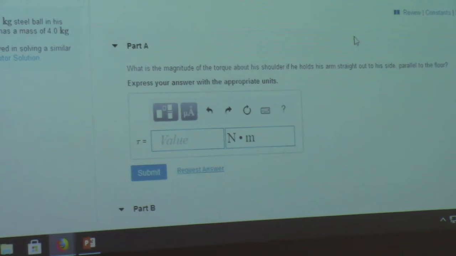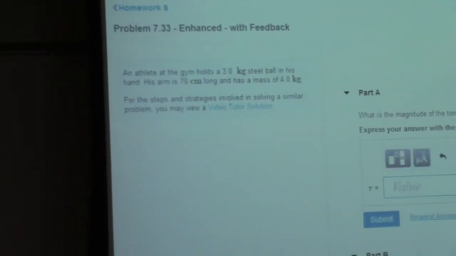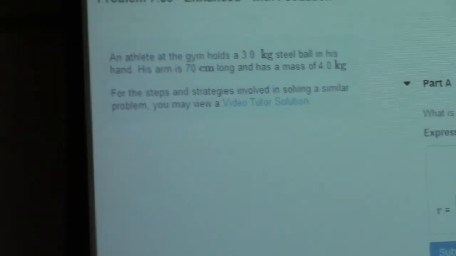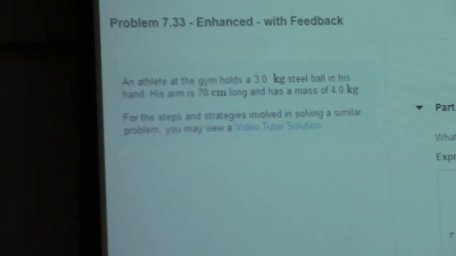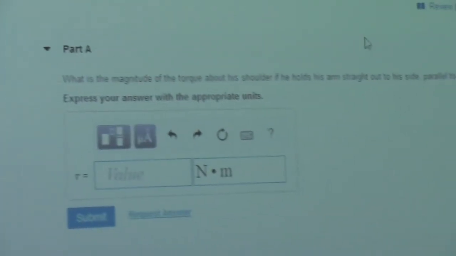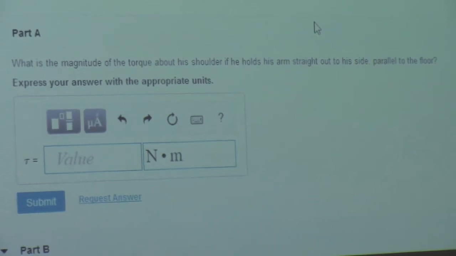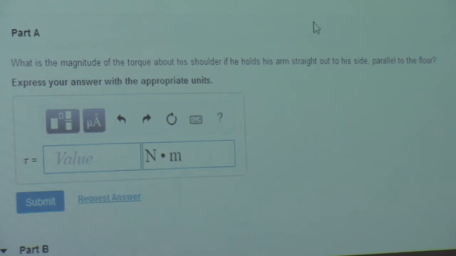In this one, it's kind of a similar problem. An athlete at the gym holds a 3 kilogram steel ball in his hand. His arm is 70 centimeters long and has a mass of 4 kilograms. And you can follow those steps from the video tutor solution. What is the magnitude of the torque about his shoulder if he holds his arm straight out to the side parallel to the floor? Okay, so both of those are actually producing a torque.